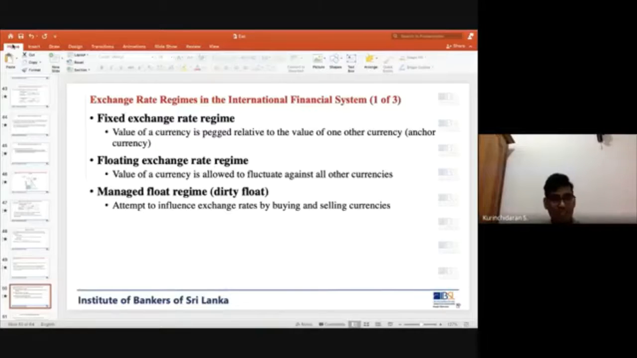Sterilized or unsterilized, any central bank can intervene and buy or sell currencies. Buy foreign currency and sell local currency, or sell foreign currency and buy local currency. Through that, they can try to manage the foreign exchange rate, right? The only thing is, they can do it, but only to a certain level.